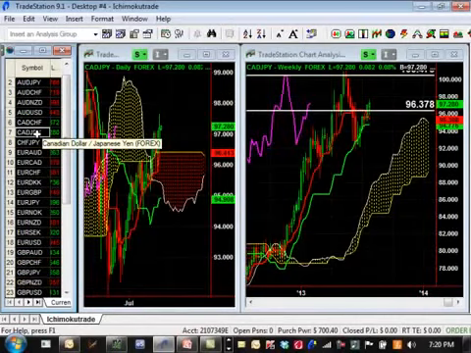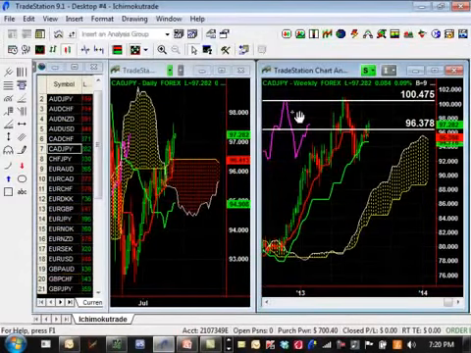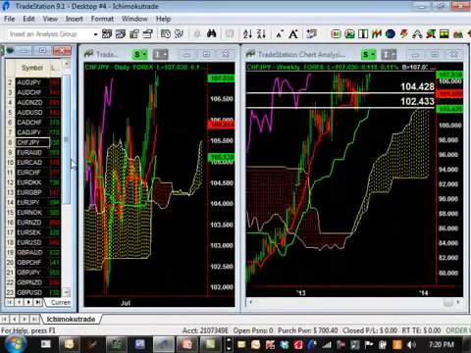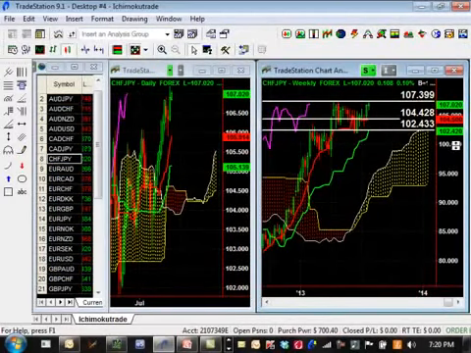CAD Yen, still bullish. Really hasn't gone through a pullback at all. Support on this one's going to be 96.37. Resistance is going to be 100.47. Swissy Yen, really it's still trending here, very strong, just like the CAD yen, but this seems to be stronger. It's butting against its resistance right now, which is 107.39. Support on this one's going to be 104.42.